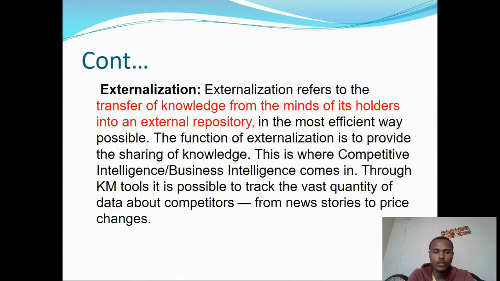This is where competitive intelligence, business intelligence comes in. Through knowledge management tools, it is possible to track the vast quantity of data about competitors, from news stories to price changes. In general, externalization is the process by which you are going to transfer your knowledge from your mind to the external repository.